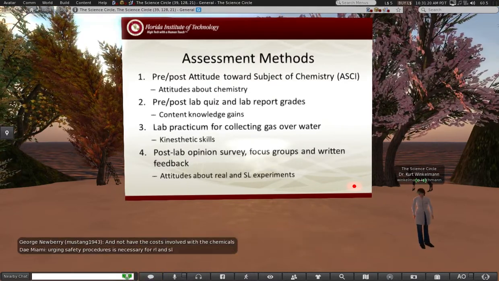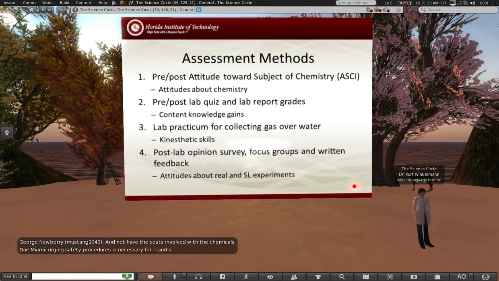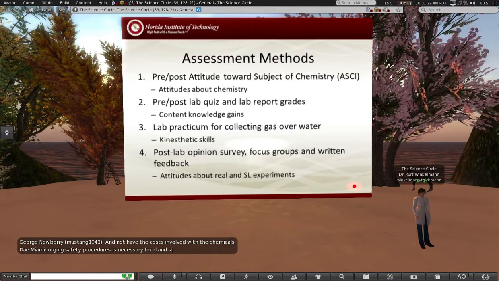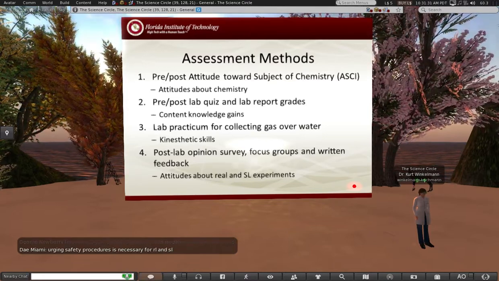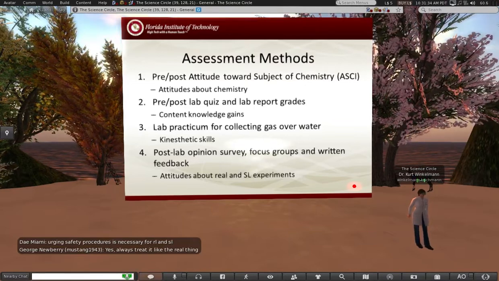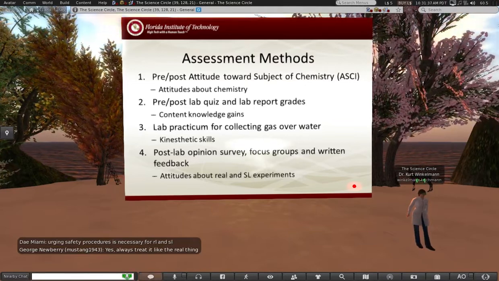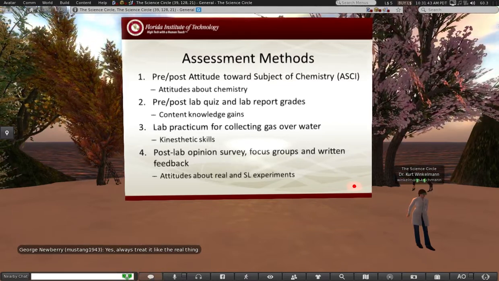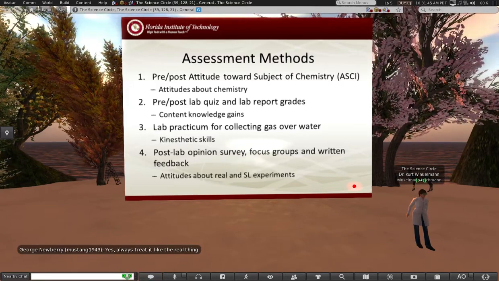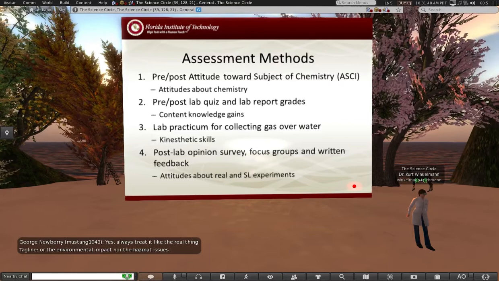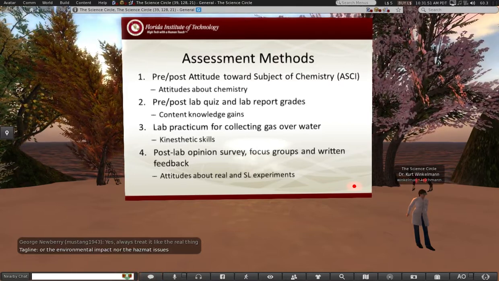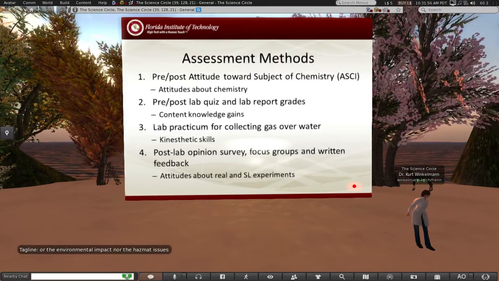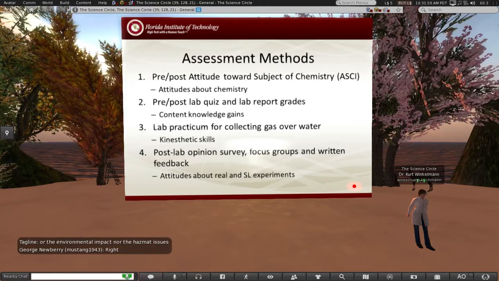For our assessments, we used what's called the Attitudes Towards Subjective Chemistry survey, which is a well-known survey for attitudes about chemistry. Pre-post lab quizzes and lab report grades measured content knowledge. We had a lab practicum where, for the experiment where they collected gas over water, they had to actually assemble half a dozen little things together in order to take a measurement or collect some data. So we performed the lab practicum, and then we had opinion surveys after activities were complete to get their attitudes about the virtual experience itself.